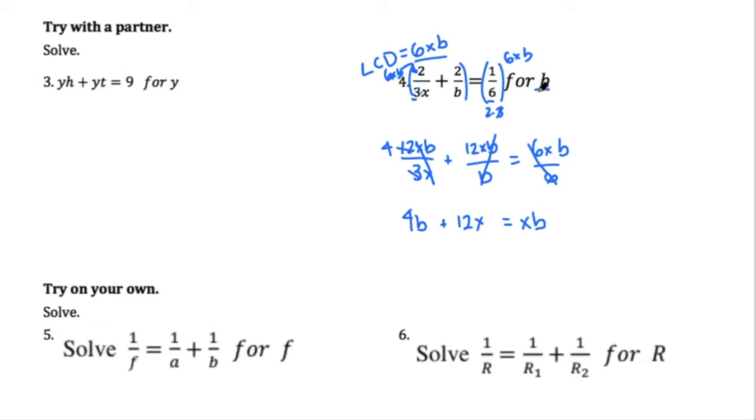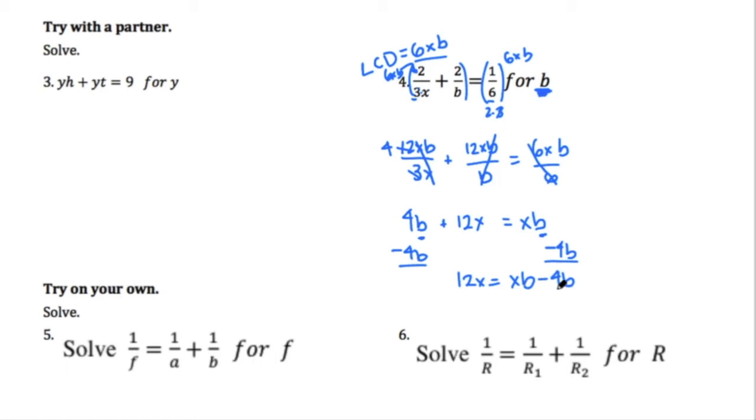So back again to remember that we are solving for b. So I see a b on the left-hand side and the right-hand side. So we see b in two instances, so we've got to get all the b's as close together as we can first. So let's subtract the 4b to the other side. That way we'll get it away from this 12x term as well. So we have 12x equal to xb minus 4b.